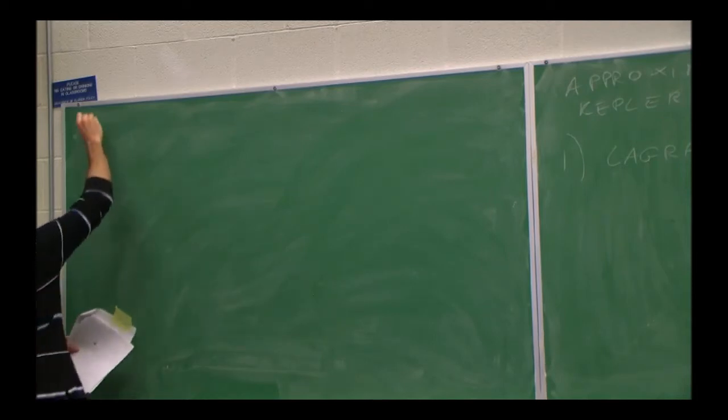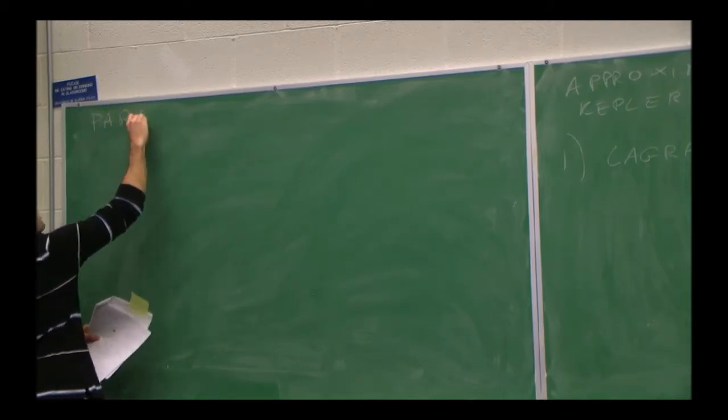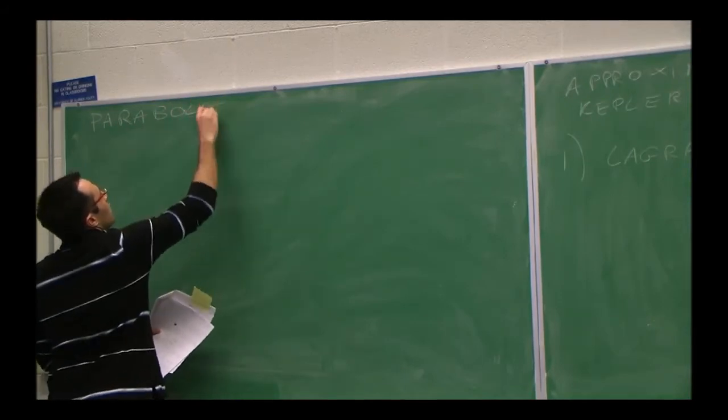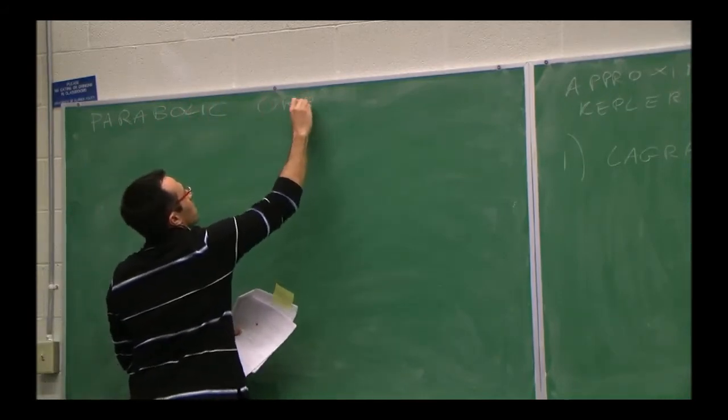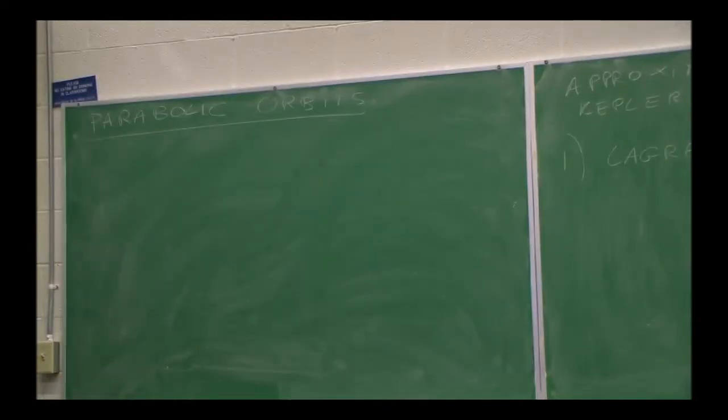So for parabolic orbits, real quick, and then I'm going to be quick as well for the hyperbolics, because we have done it once with all the trigonometric functions, but I don't want to redo it.